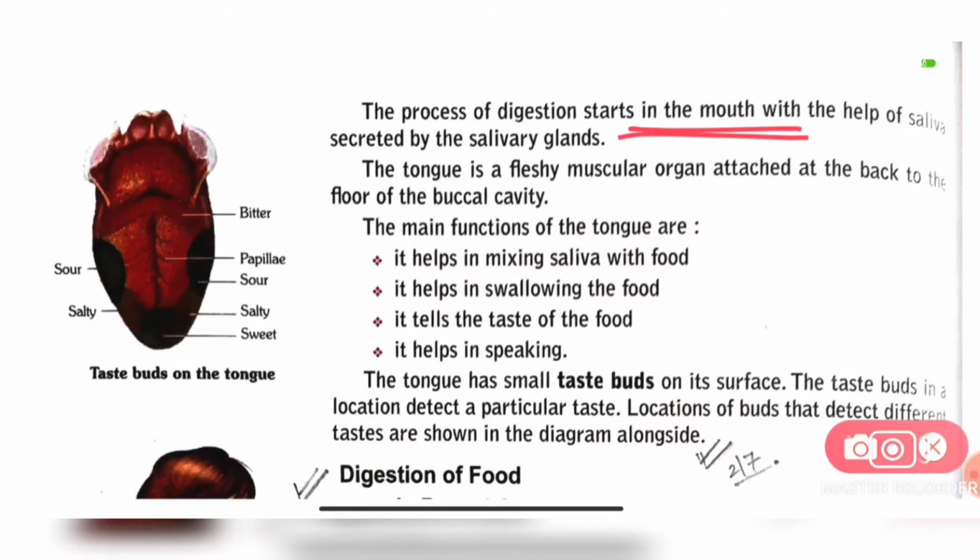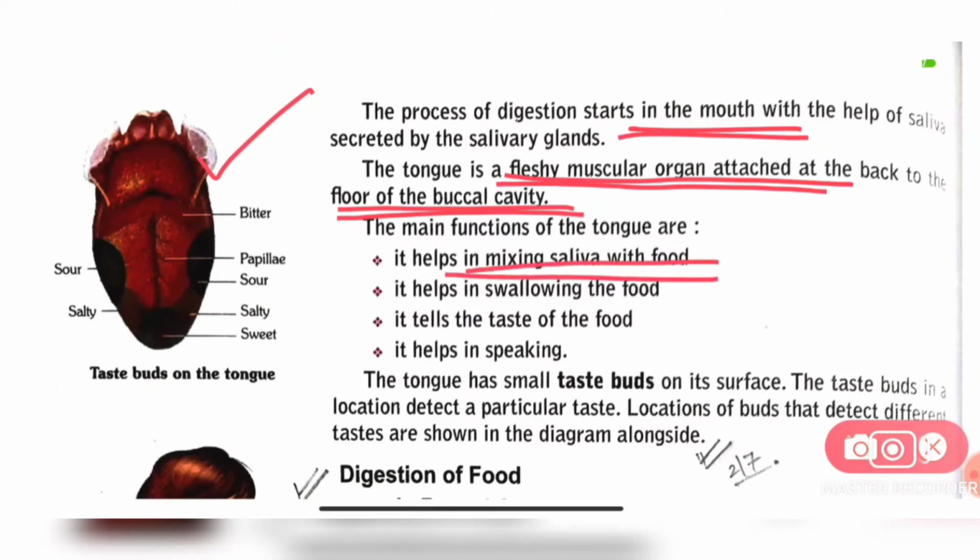Also, the tongue is another organ that helps in the digestion process. What is it? It is a fleshy muscular organ attached at the back of the floor of the buccal cavity. আমাদের জিভটা buccal cavity মানে মুখের যে ফাঁকা অংশটা, দ্যাট ইজ কল্ড দ্য বুকাল ক্যাভিটি. ক্যাভিটি মানে ফাঁকা বা গর্ত. তো বুকাল মানে মুখের যে অংশটা, সেই মুখের একদম এন্ডের দিকে অ্যাটাচ হয়ে থাকে টাংটা বা জিভটা. It is a fleshy muscular organ. Okay, what is the function of the tongue? কি করে? Tongue helps in mixing saliva with food.